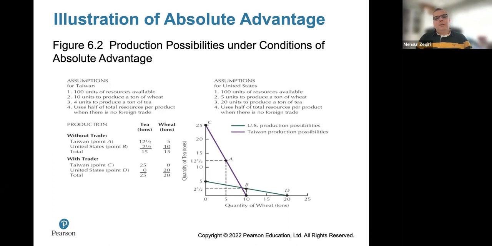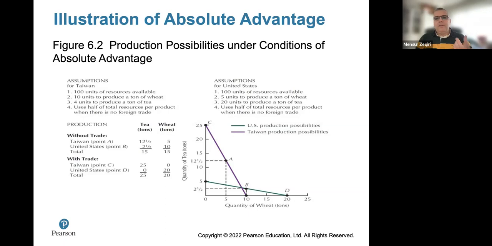6.2. So it's only an assumption, for example. In these cases, as you can see, Taiwan has 100 units of resource available. They need 10 units to produce a ton of wheat and 4 units to produce a ton of tea. And they will need to use half of the total resources for each product when there is no foreign trade in these cases, compared to the United States that, for example, has 100 units of resources available. To produce a ton of wheat, they will need 5 units, whereas to produce a ton of tea, they need 20 units in this case.